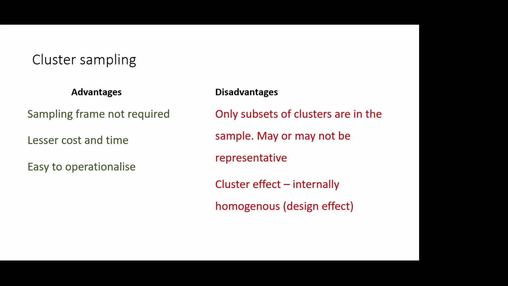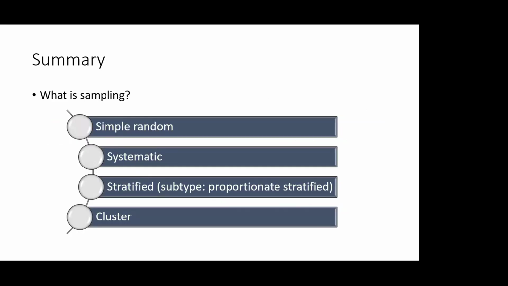Clusters are many times internally homogeneous. Birds of the same feather flock together. So when you choose a cluster, many of the characteristics are very homogeneous. Let's say in the example, we select a particular school. The type of students in the school are likely to be more or less similar, though there would be differences, but more or less similar. So how do we adjust this in the sampling as well as in the analysis? We use some special methods to adjust for this. These are called design effects in case of sample size.